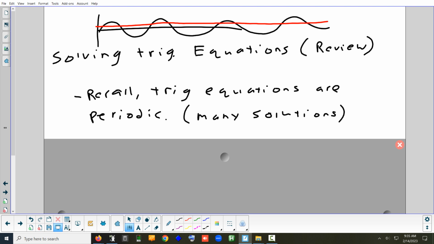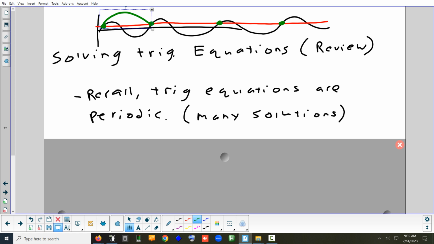How many times is the wave and the line going to cross? Like indefinitely? Right, it's going to cross infinitely many times. But we know that this answer is really the same as that one, which is the same as that one, which is the same as that one. How far is it from this answer to that answer in general? 1 period, whatever the period is.